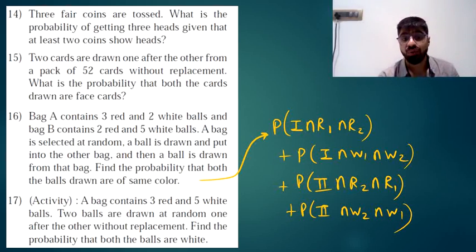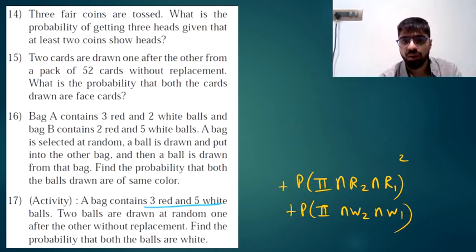And with that, we go for one last question, that is the 17th one. A bag containing 3 red and 5 white balls. 2 balls are drawn at random without replacement. Find the probability that both of them are white balls. So how many white balls do you have?